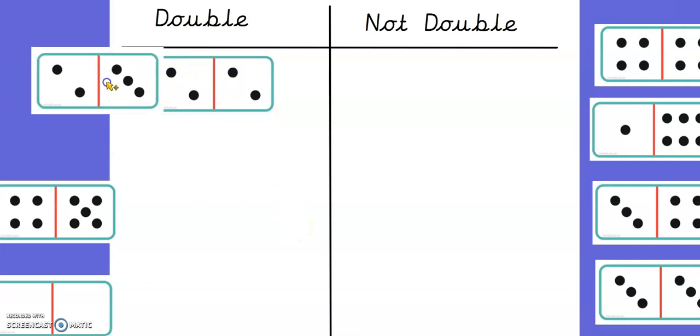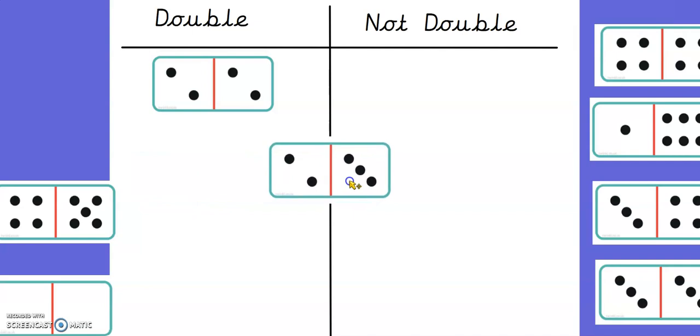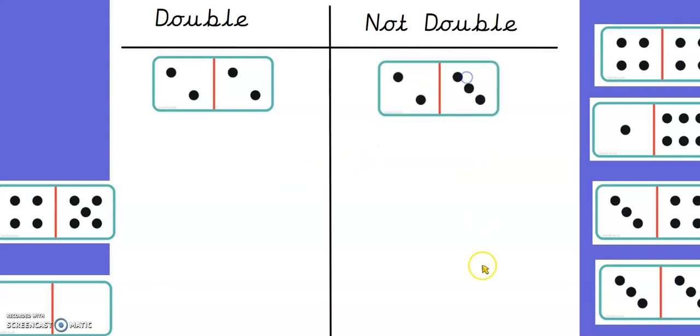Okay, let's have a look at this one here. Okay. We've got how many on this side? 2. And how many on this side? 1, 2, 3. Is it the same number on both sides? It's not, is it? We've got a 2 and a 3. That's not the same number. That's a different number. So where's it going to go? Is it a double or is it not a double? It's not a double, is it? Because it's not the same number on both sides. So let's put it here.